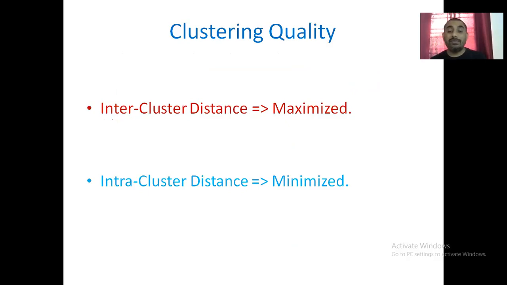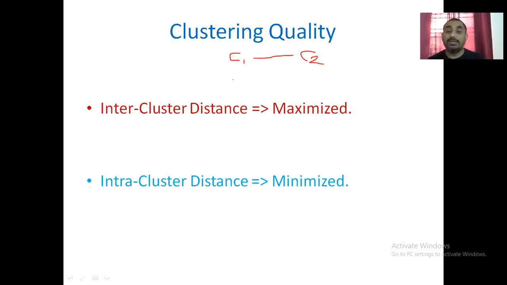Between the cluster means, inter-cluster distance is maximized. Means when we concentrate on clusters C1 and C2, when the distance between C1 and C2 is maximized, then we can say it is the better cluster. And the second parameter is intra-cluster distance.